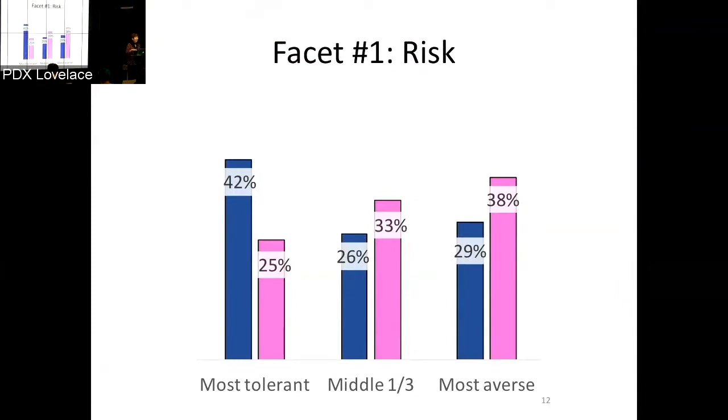All of our facets that we use here are backed up by at least 5 empirical studies. This is only one, because I don't want to put 5 up there. As you would expect, the pink are the women and the blue are the men. And this is a fairly recent survey that was done with a large population of technology users. Now, in that survey, as you can see, 42% of the men and 25% of the women were very risk tolerant in their use of technology.